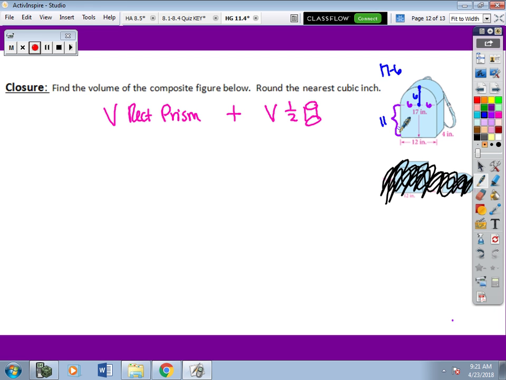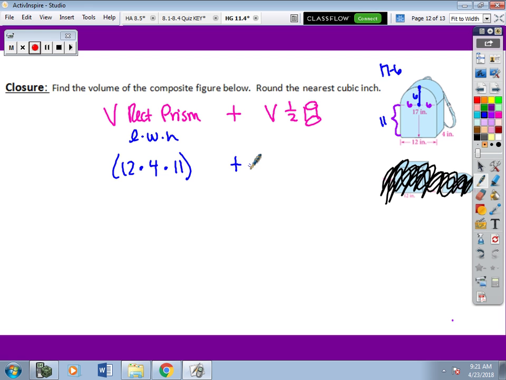So that's why I said scribble this out, because it just kind of gives it to you on a quiz or a test. I'm not going to give you those split up figures. You're going to have to problem solve to find those. All right, which means for our rectangular prism, we'll just do length times width times height, because that's a lot easier than having to do BH. It's kind of the same thing, I guess. So that will be 12 times 4 times 11.